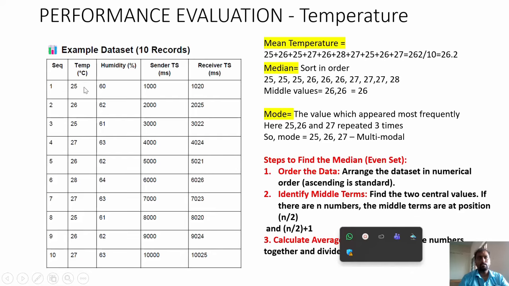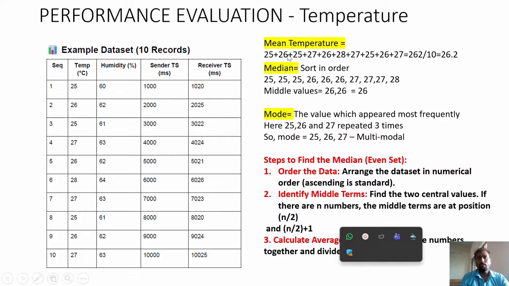For example, the temperature value 25 and the humidity value 60 is sent at the time of 1000 milliseconds and it is received on the receiver side at 1020. Like that we have collected 10 sets of data from a temperature and humidity sensor. So in order to do the data analytics, first we have to identify the mean temperature value. Mean temperature value is the average of all the 10 temperature values.